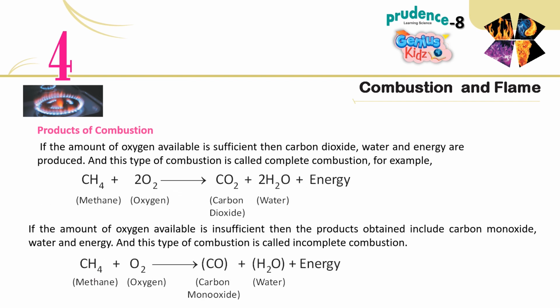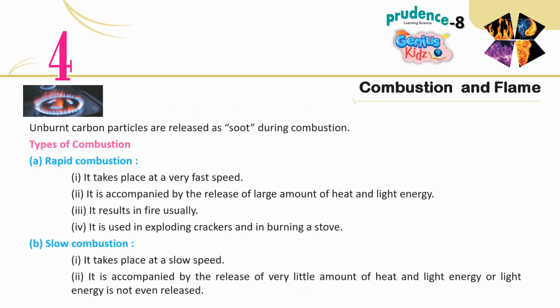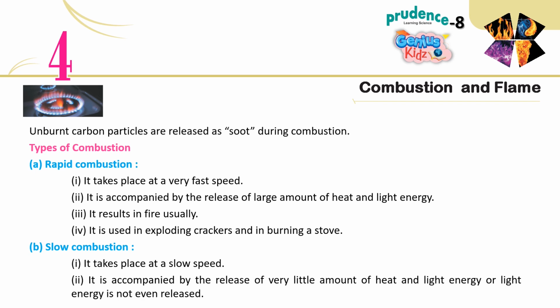Products of combustion. If the amount of oxygen available is sufficient, then carbon dioxide, water and energy are produced. And this type of combustion is called complete combustion. If the amount of oxygen available is insufficient, then the products obtained include carbon monoxide, water and energy. And this type of combustion is called incomplete combustion. Unburnt carbon particles are released as soot during combustion.